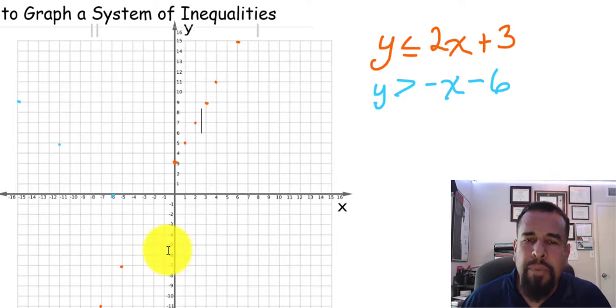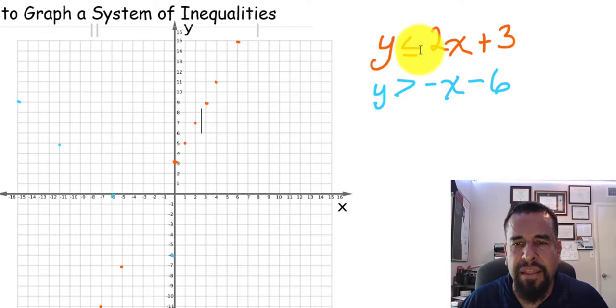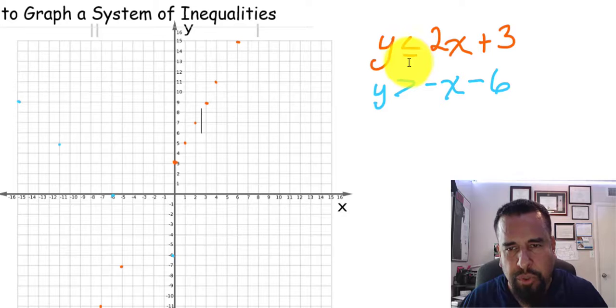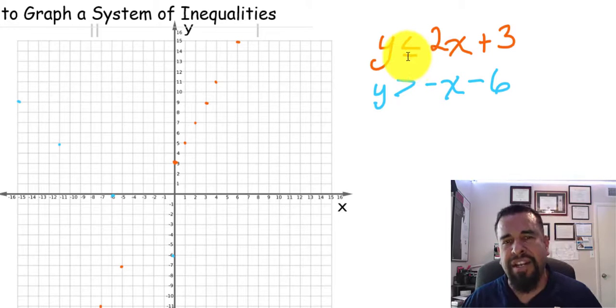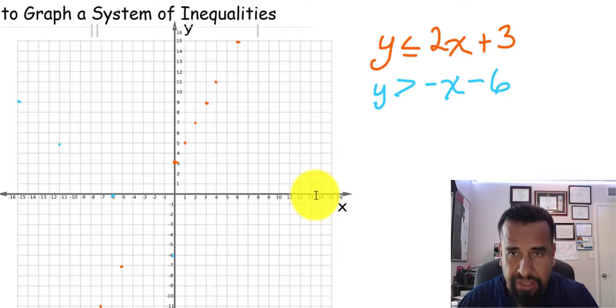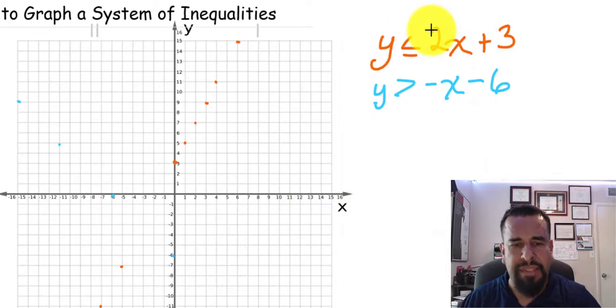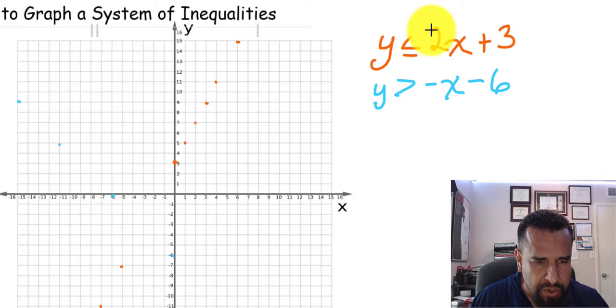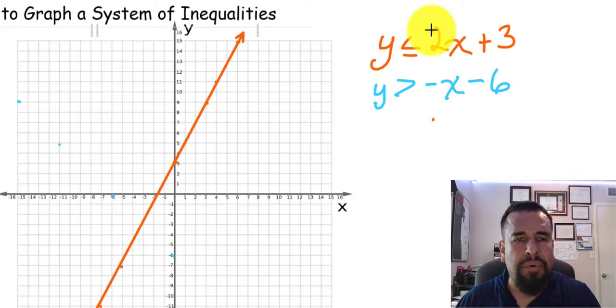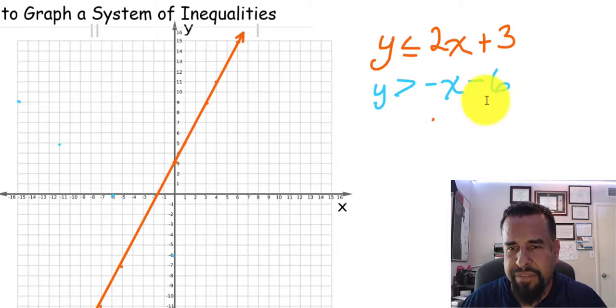That would be graphed already. Then I look at the symbol itself. It's a less than or equal to. Because of that bar underneath that makes it equal to, I have to make that a solid line. Okay, a solid line. So let's see if I can grab a solid line here and graph it, hopefully. All right. There.